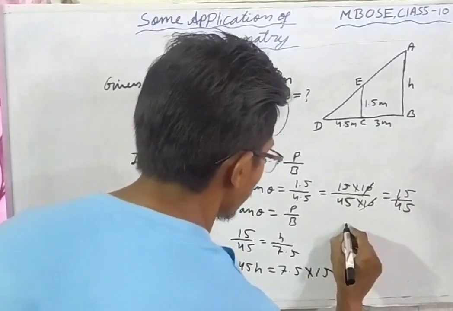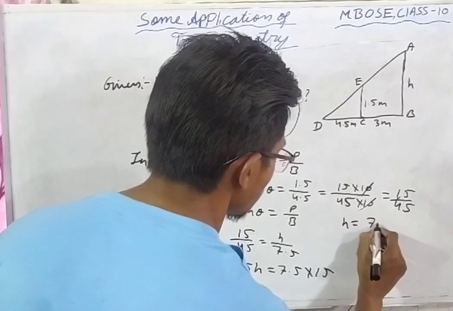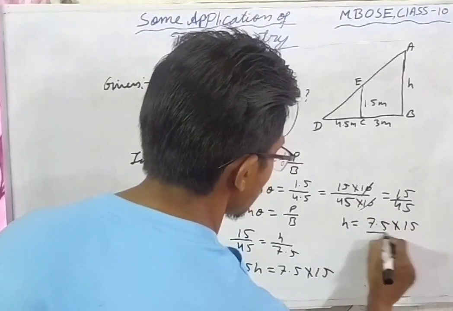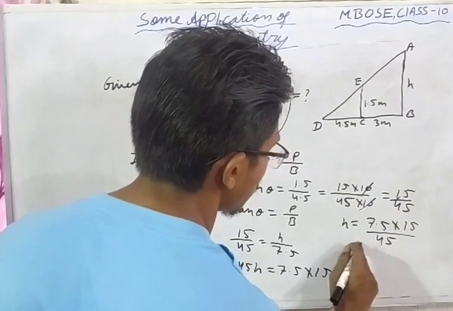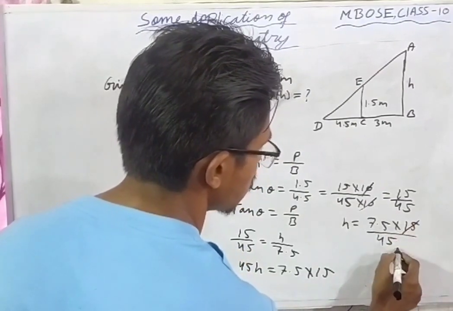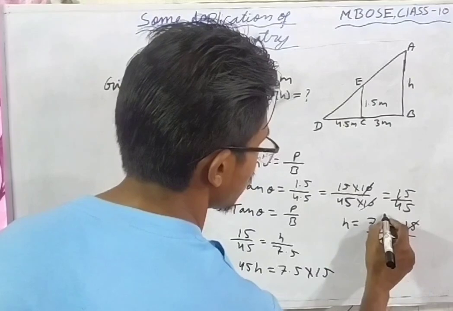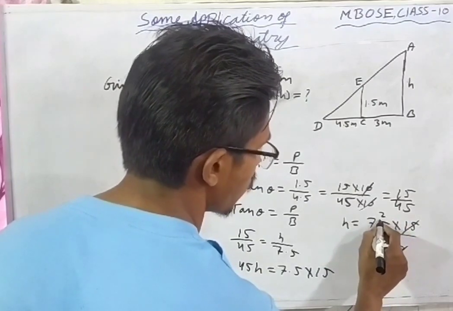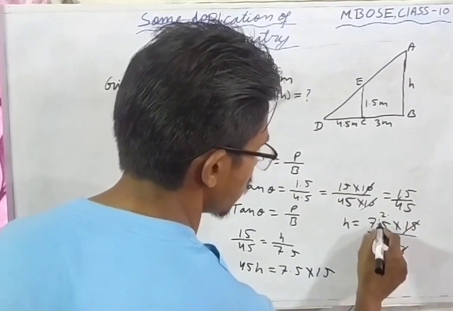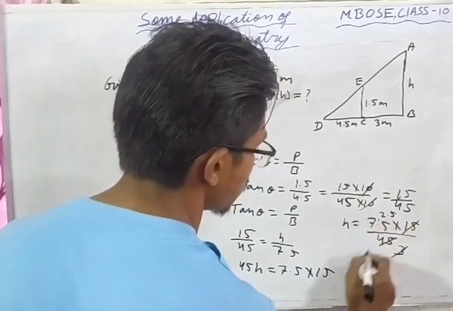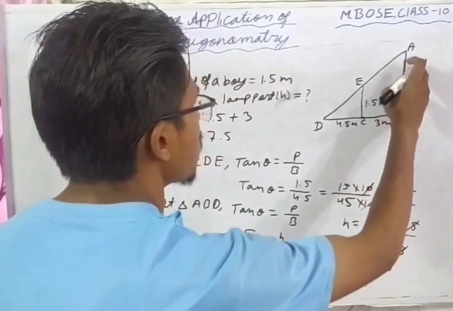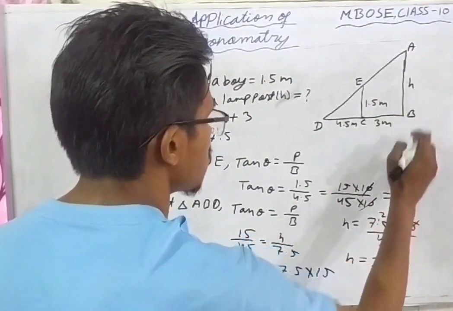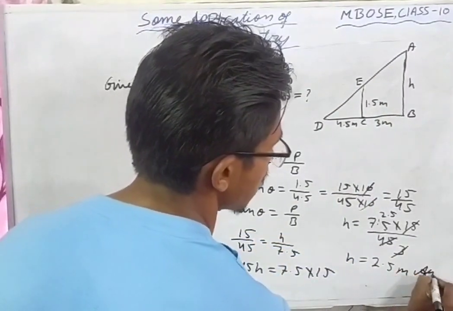After that I'll write here h is equal to 7.5 into 15 over 45. This 45 will come down, then we can cancel. 15 times 3 is 45. Then 7.5 into 1, what is left, h is equal to 2.5. So the height of the lamppost is 2.5 meters. So this is the answer.